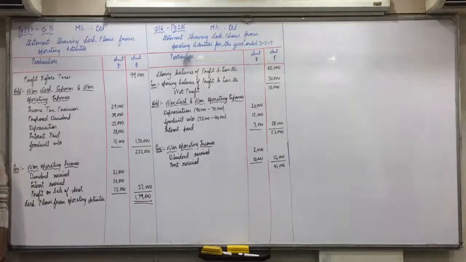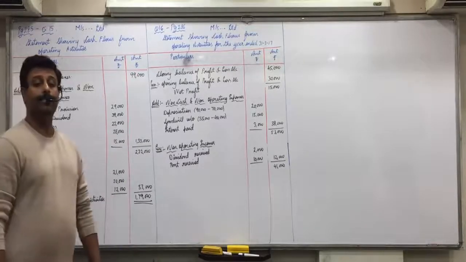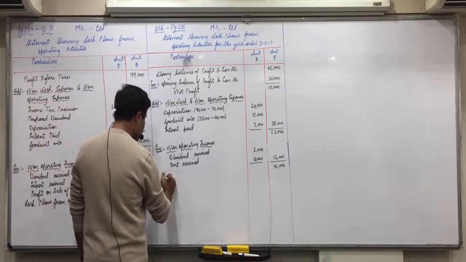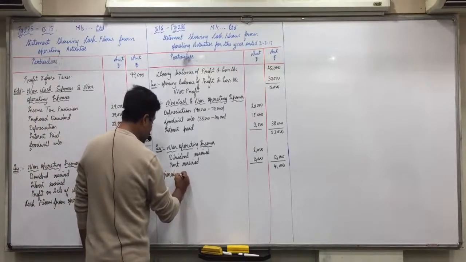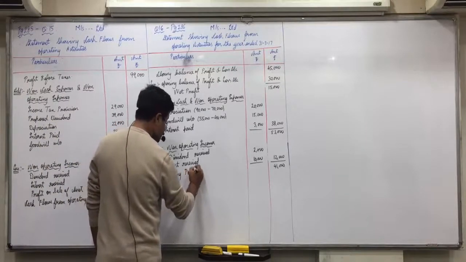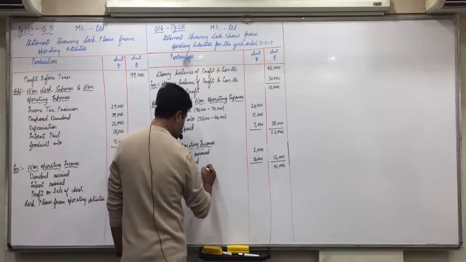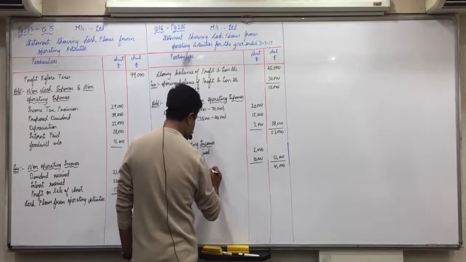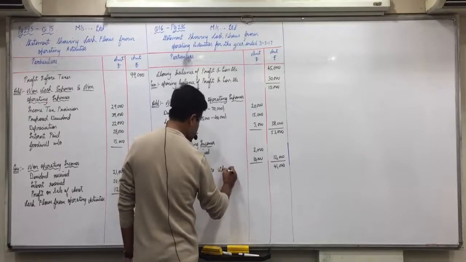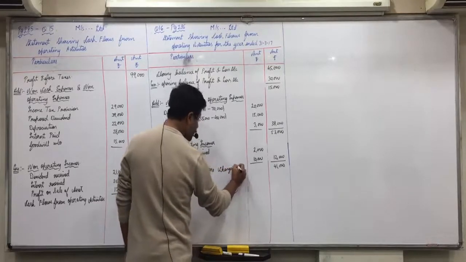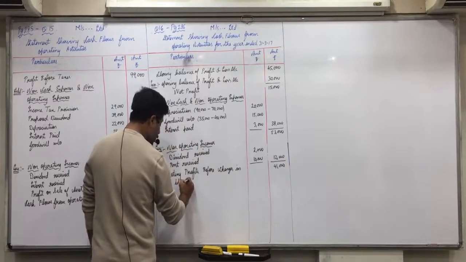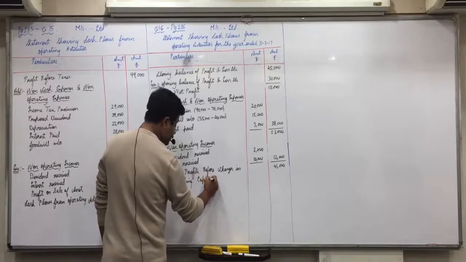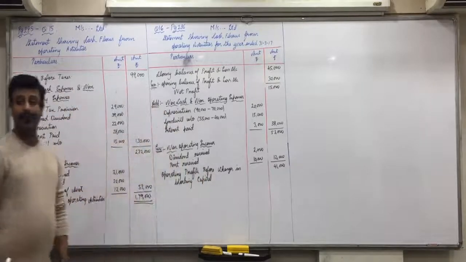What will we call 41,000 as? Operating profits before changes in working capital. Is everyone clear up till here?